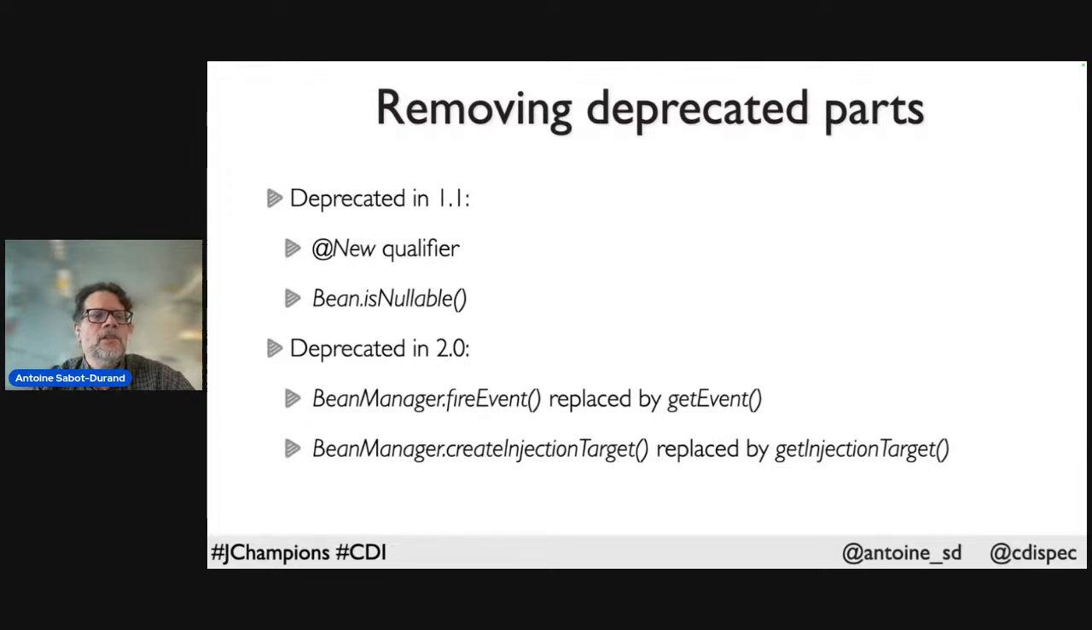So the fireEvent method was replaced by the getEvent, mostly because we didn't want to have, how to say, the non-asynchronous way to launch events. So getEvent is more able to launch asynchronous events, and the createInjectionTarget method was replaced by a getInjectionTarget, allowing to configure the injection target before creating the final object.